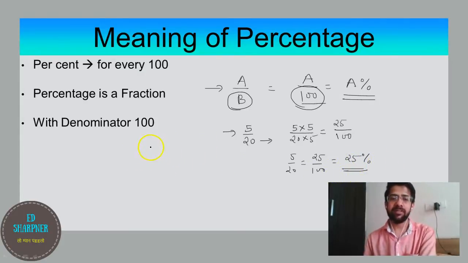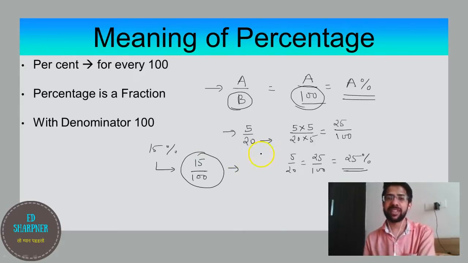So this is how you convert a fraction into a percentage. And ultimately, whenever you have something like this, 15%, you know that the denominator of 15 is 100. And then you can convert this fraction into any other fraction as required. So this is how we use percentage. I hope this is clear. Now let us move forward.